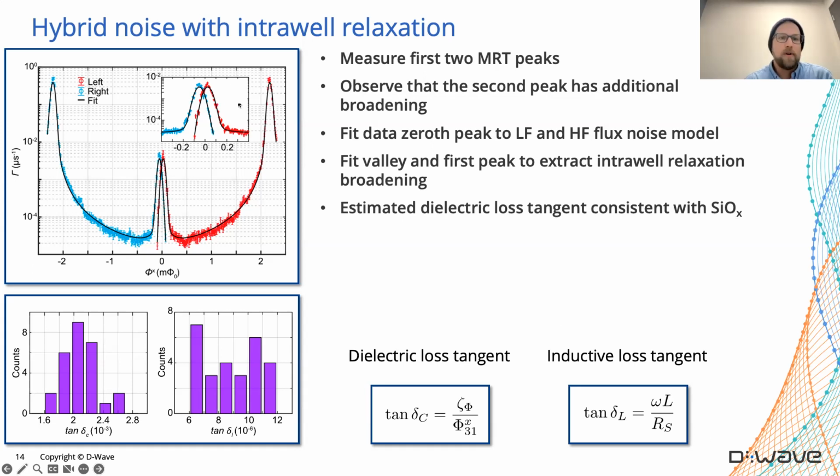And from our first order transitions that we're measuring, we can also estimate a parameter which we call our inductive loss tangent. This parameterizes the inductive losses. And this we get around a few 10 to the minus 6 for inductive losses.